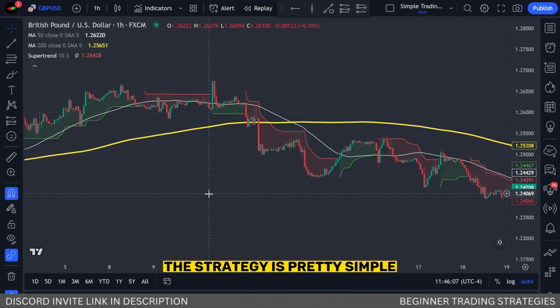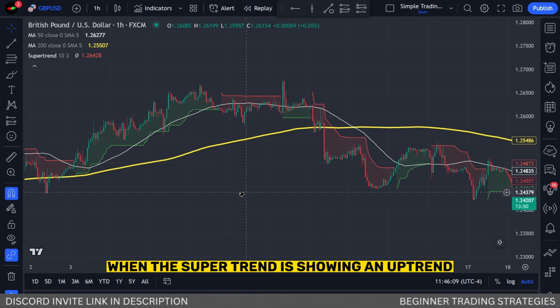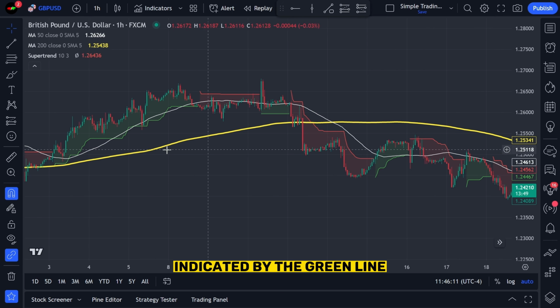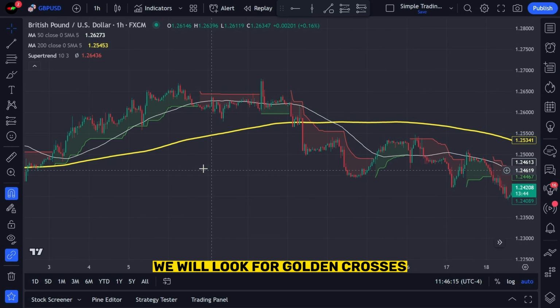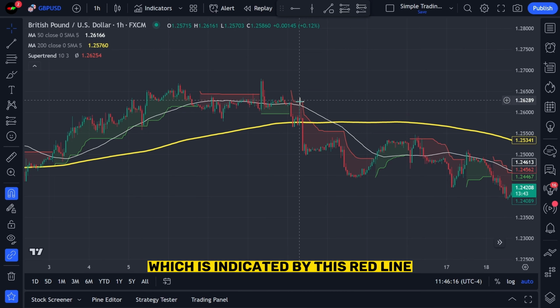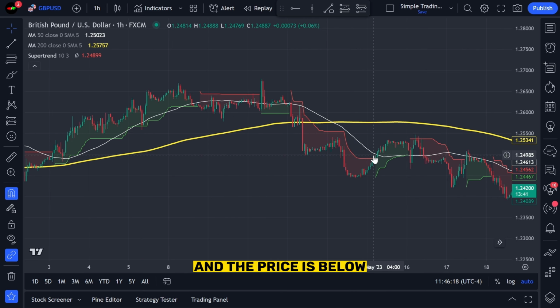The strategy is pretty simple. When the supertrend is showing an uptrend, indicated by the green line, and the price is above it, we will look for golden crosses. And when the supertrend is showing a downtrend, which is indicated by this red line, and the price is below, we will look for death crosses.